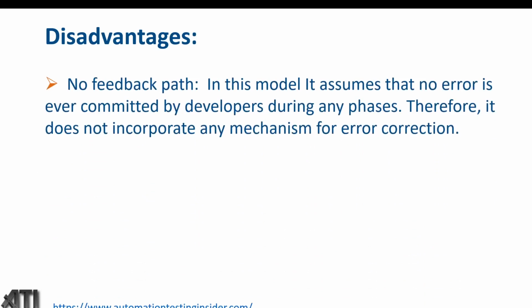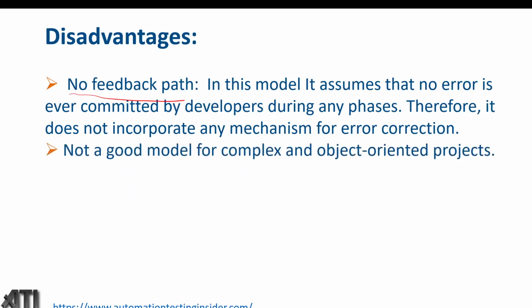There are some disadvantages of the waterfall model, like no feedback path. So what do you mean by this? In this model, it assumes that no error is ever committed by the developers during any phase. Therefore, it does not incorporate any mechanism for error correction. Once everything is done, we cannot come back in the phases of the waterfall model. Once one phase is done, we cannot go back from the next phase to the previous phase. So there is no chance of feedback.